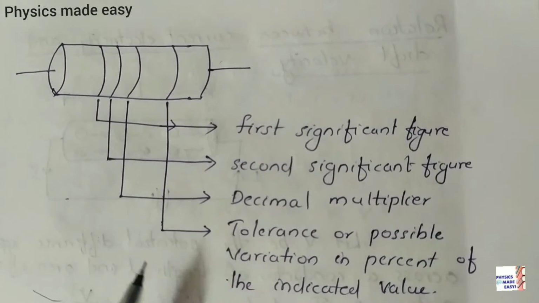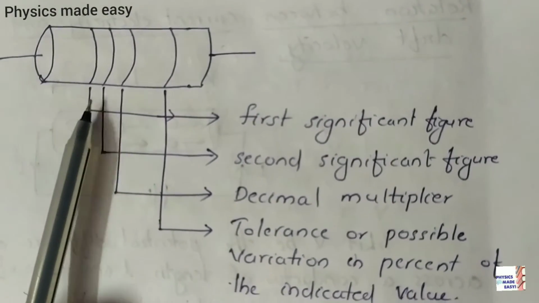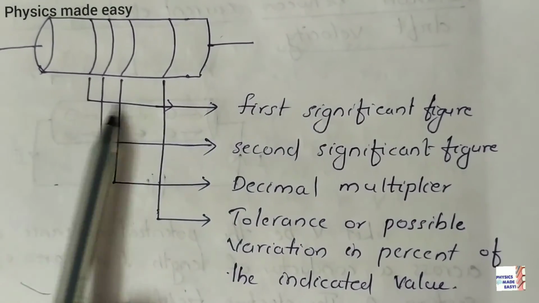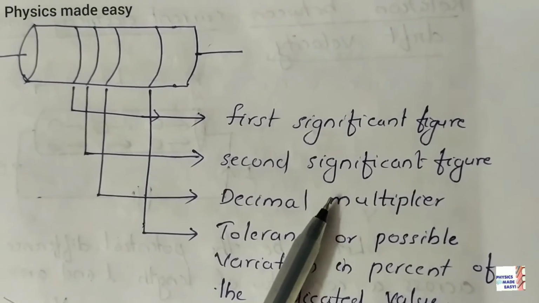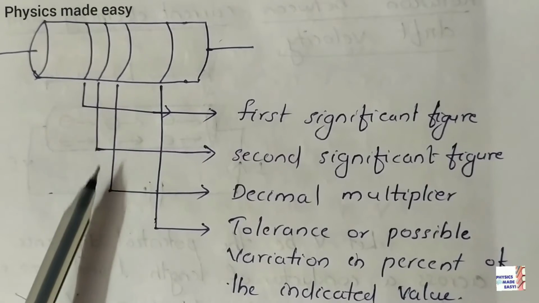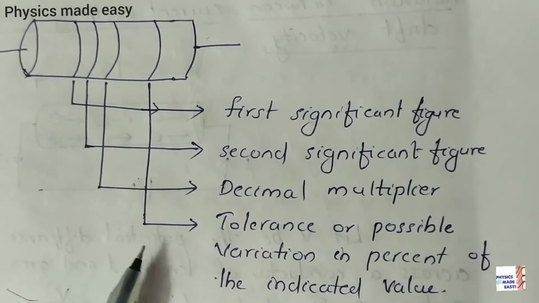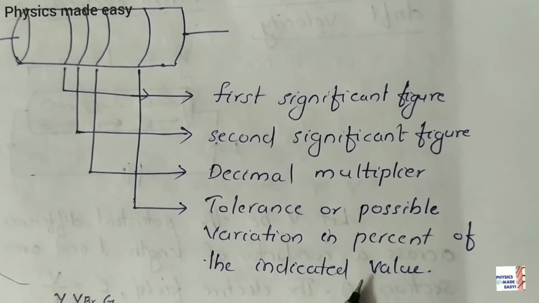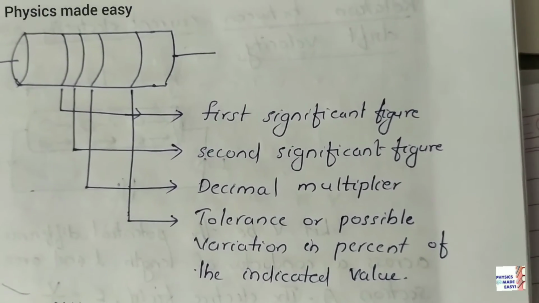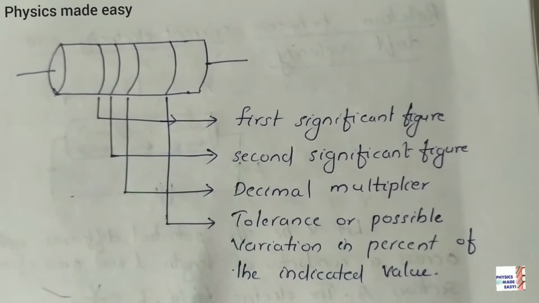Then here you can see some bands. The first two bands: the first one gives us the first significant figure and the second one the second significant figure. Then the third band gives us the decimal multiplier and the fourth one the tolerance. Tolerance is the possible variation in percentage of the indicated value. That means the percentage error in that value we can get from this fourth band.